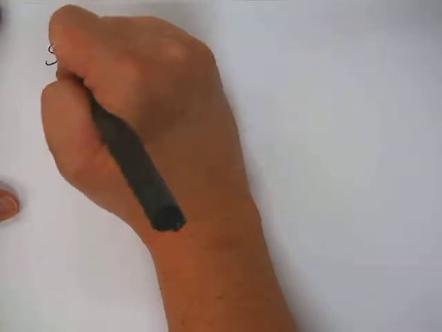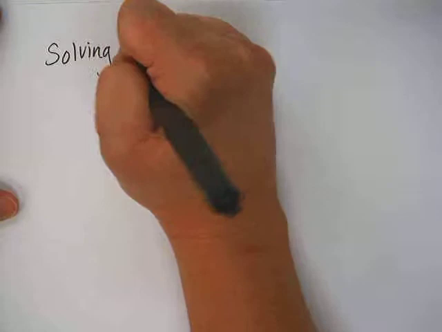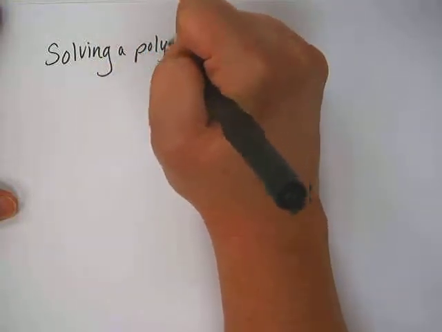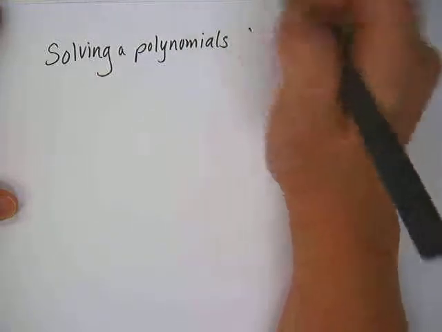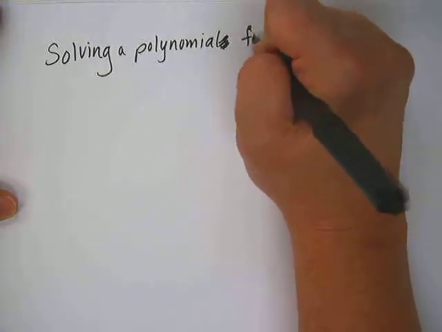One more thing that I feel like I should go through. You might not need this one. This one could be considered optional. But it's solving a polynomial function. That's where you find the solutions that work for x to make the equation true.